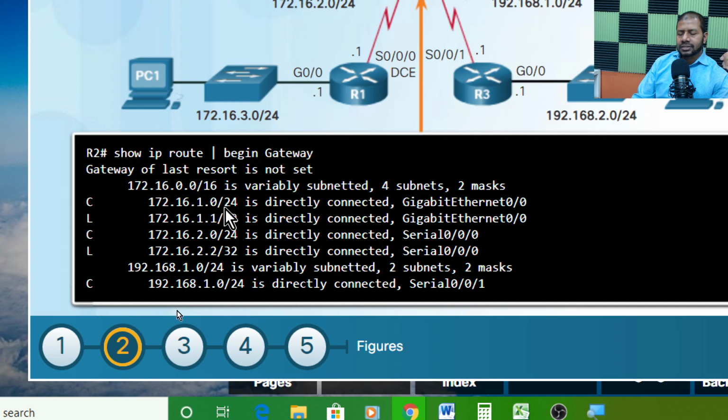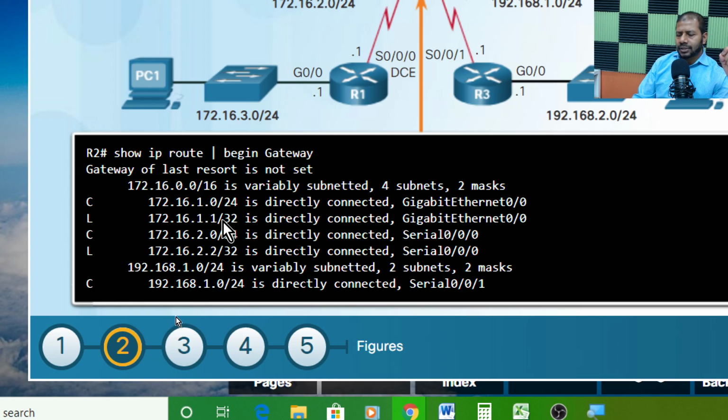C is talking about a network 172.16.1.0. That is a network address, not a single IP address, with a 24-bit mask. So that is connected to gigabit 0/0. My router knows that this whole network, 172.16.1.0 with a 24-bit mask, this entire network, is connected to this gigabit 0/0 interface. Then it says L, almost the same, but this is 1.1.